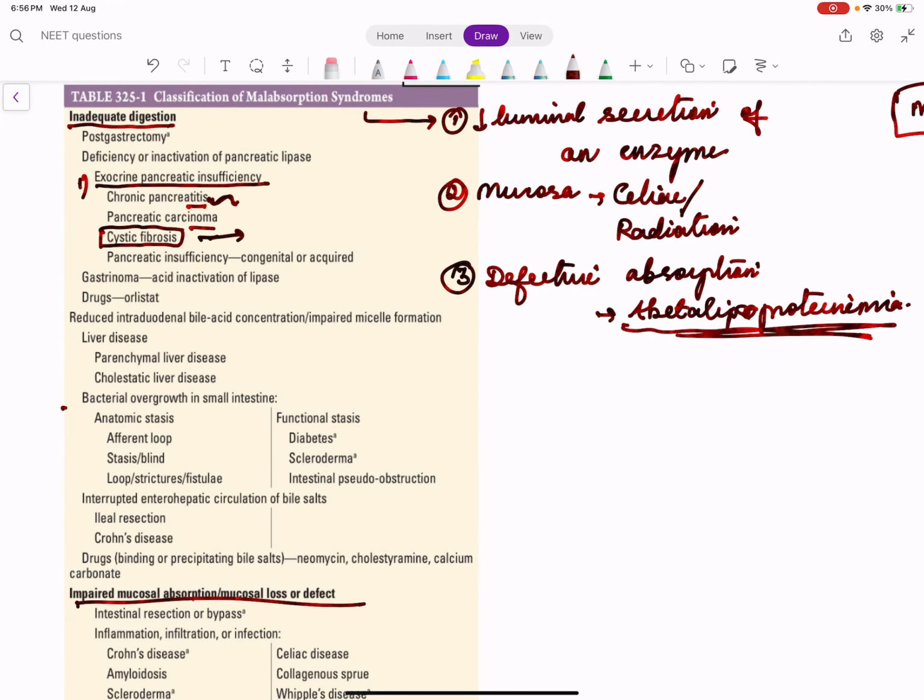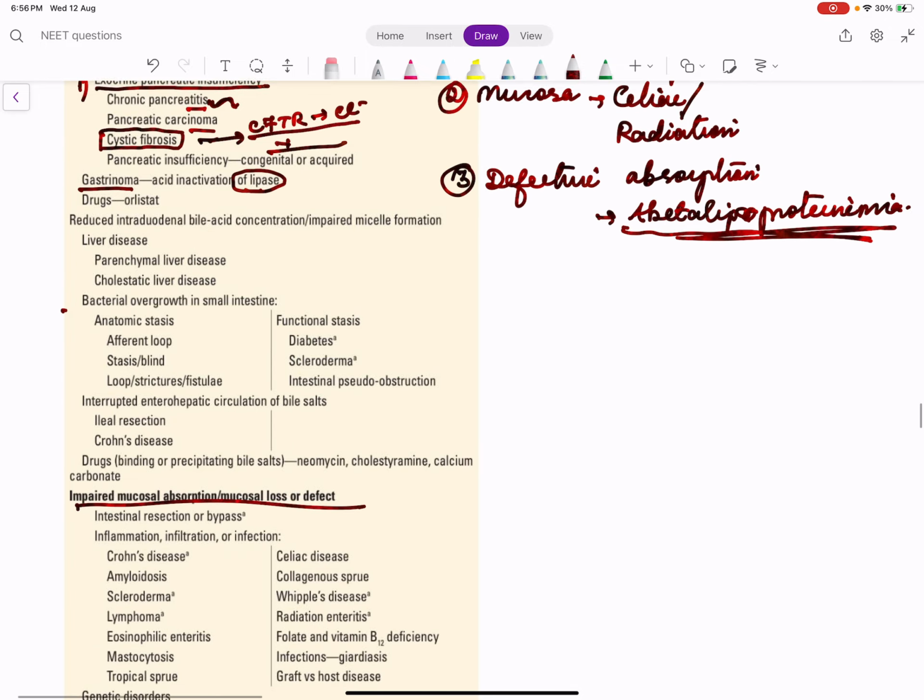In cystic fibrosis, there will be a problem with the cystic fibrosis transmembrane conductance regulator, which is a chloride channel. When it is problematic, there will be excess secretion in some places and reduced secretion in some places. So here usually there will be increased secretion of chloride causing diarrhea. Gastrinoma we discussed, because of inactivation of lipase there will be diarrhea.